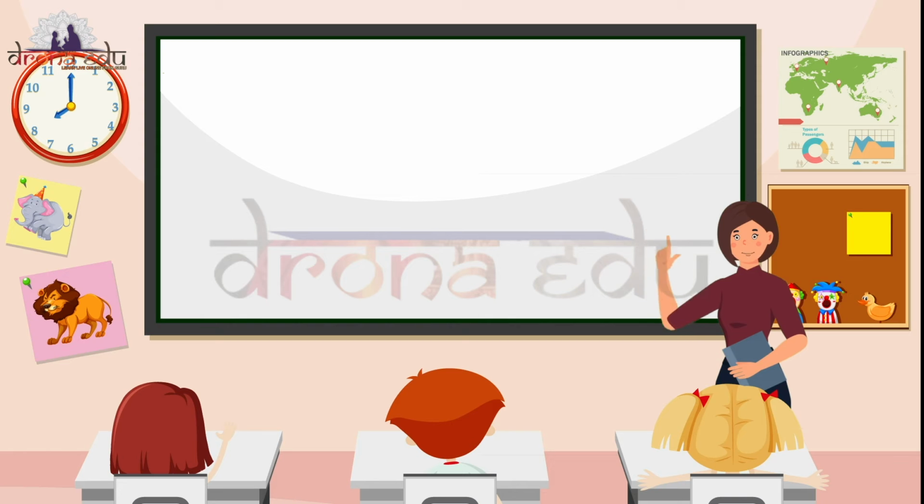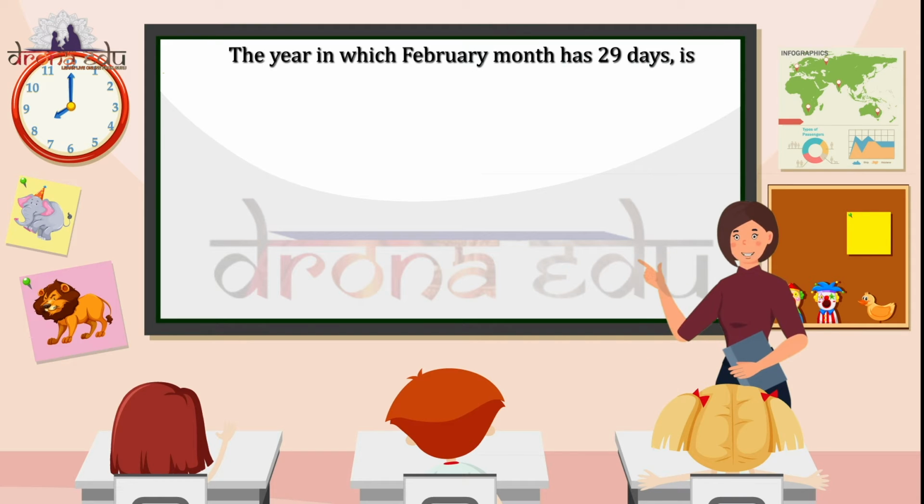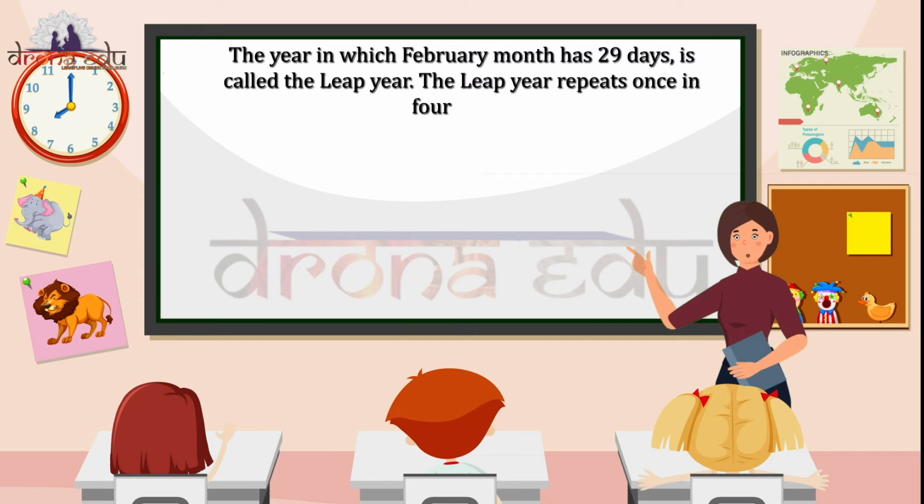And in the previous section we got to know about the leap year, right? So the year in which the February month has 29 days is called a leap year, right? And this leap year repeats once in 4 years. Now let us learn how to find whether the given year is a leap year or not.